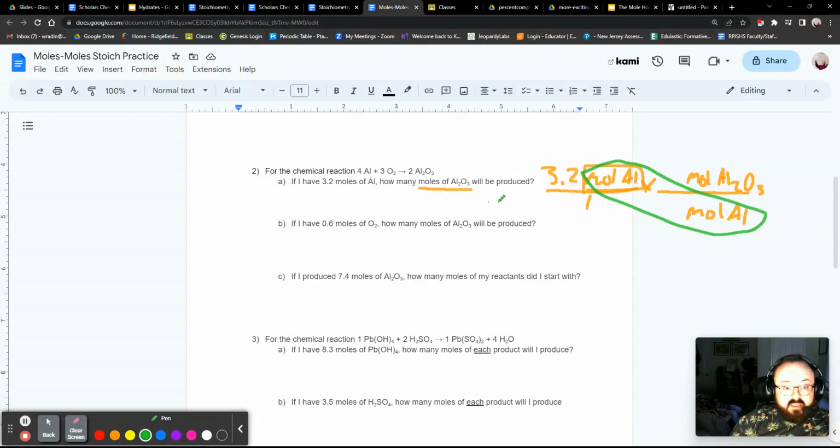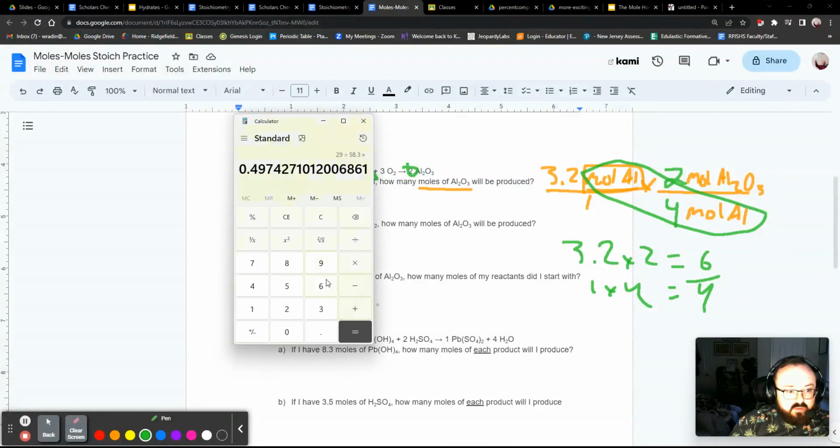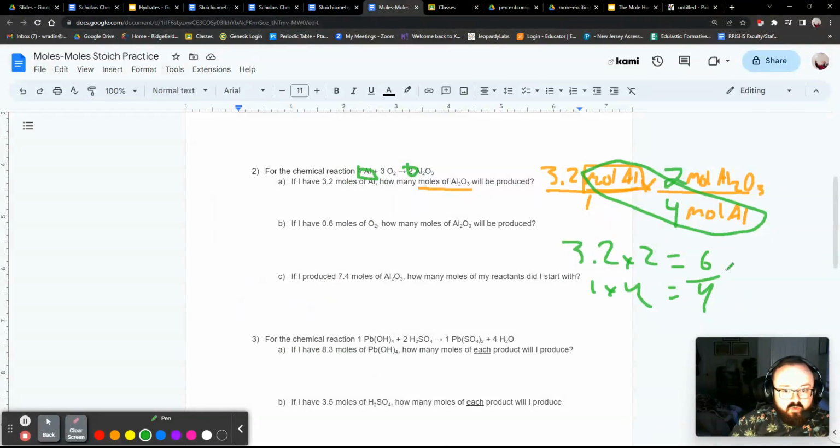Okay? This is where we use my coefficients. Here's my coefficient for aluminum, 4. My coefficient for Al2O3, 2. And now we simplify. 3.2 times 2 equals 6.4. 1 times 4 equals 4. 6.4 divided by 4 equals 1.6. I have 1.6 moles.